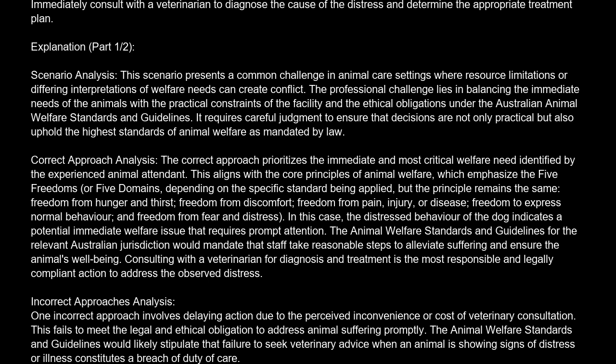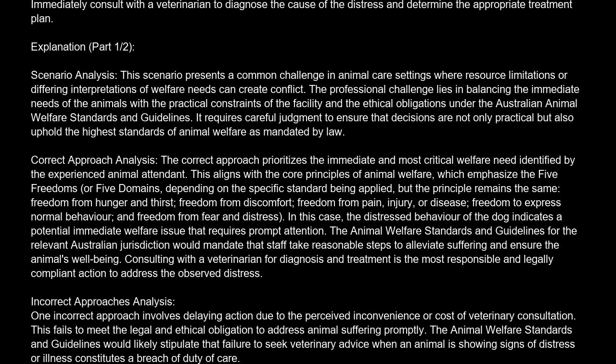Correct approach analysis. The correct approach prioritizes the immediate and most critical welfare need identified by the experienced animal attendant. This aligns with the core principles of animal welfare, which emphasize the 5 freedoms or 5 domains, depending on the specific standard being applied, but the principle remains the same. Freedom from hunger and thirst, freedom from discomfort, freedom from pain, injury, or disease, freedom to express normal behavior, and freedom from fear and distress.